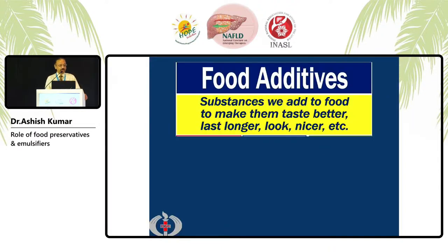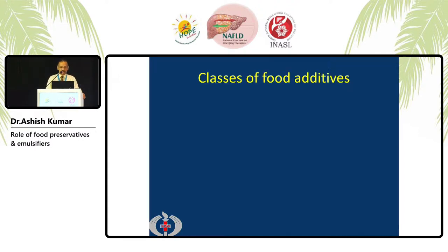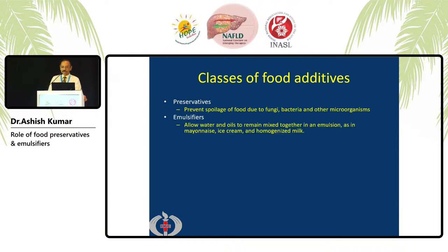So what are food additives? These are substances which we add to food to make them taste better, last longer, and look nicer. What are the classes of food additives? They could be preservatives. Preservatives prevent spoilage of food due to various microorganisms, fungi, and bacteria. Then there are emulsifiers. These are substances which maintain the emulsion. They allow water and oil to remain mixed together in an emulsion form, for example in mayonnaise, ice cream, and milk.